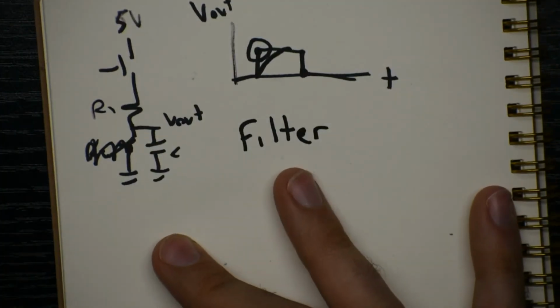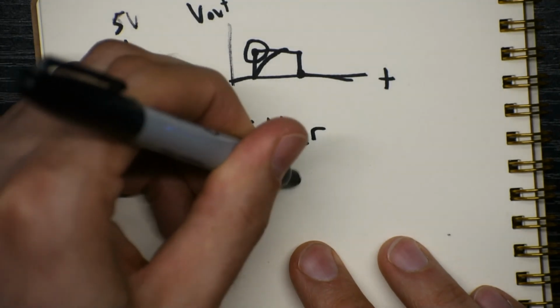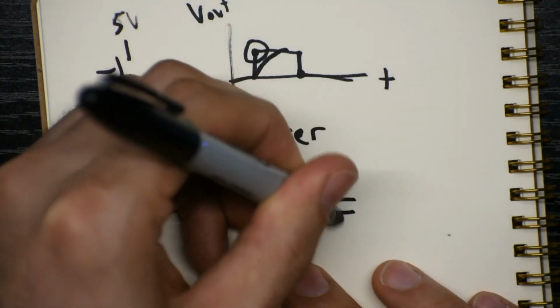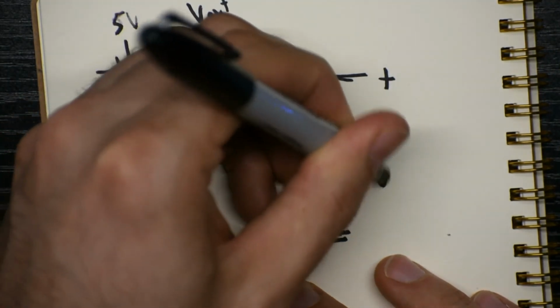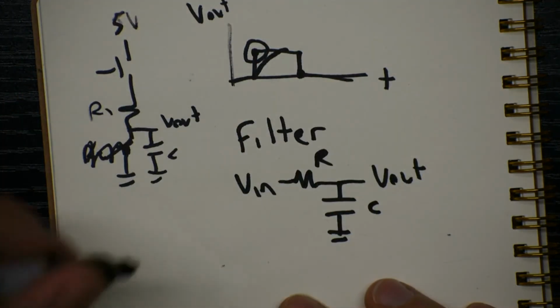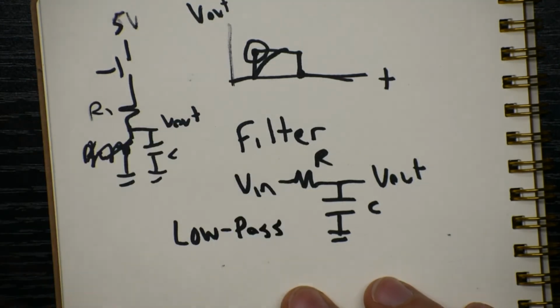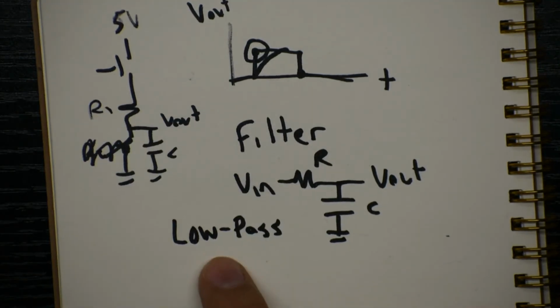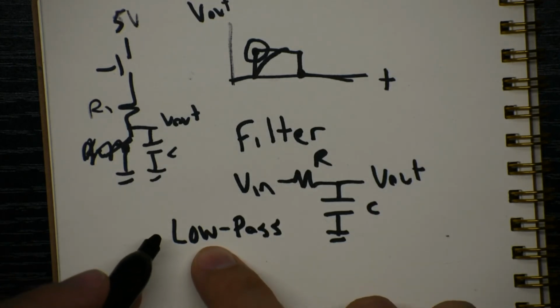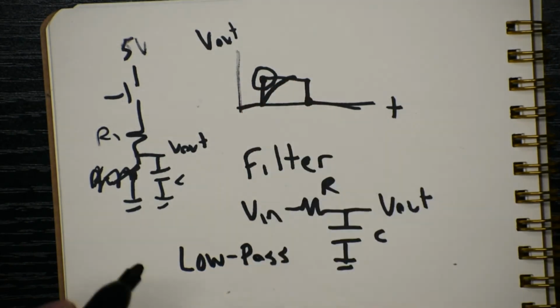And we have a couple different types of filter. This first one, where we have V in, and then we have a resistor, and then a capacitor to ground, and V out is the voltage across the capacitor. This is called a low-pass filter. And we'll see in a second, what does that mean? It means that we keep low frequencies, we remove high frequencies. A high frequency is a sharp edge like this, so the low-pass filter can smooth out sharp peaks.